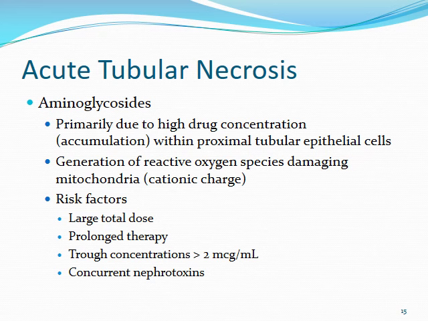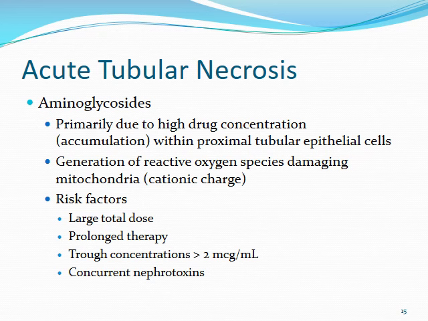So the reason why this occurs is primarily due to a high drug concentration. If you have accumulation of this drug within the proximal tubular epithelial cells, it's going to cause direct damage to the cells by generating reactive oxygen species. We've alluded to these before, but reactive oxygen species damage things like mitochondria, and they'll damage proteins and cause them to denature, which will lead to cell death, just because they're so reactive and end up binding to a lot of different things and causing a lot of havoc.